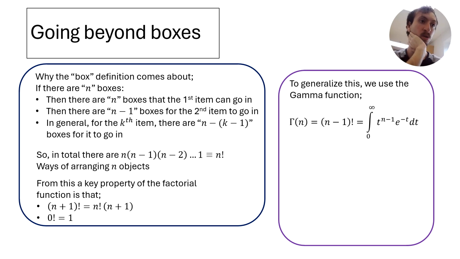And if we put n equals 1 into our integral, we get the integral from 0 to infinity of t to the 0 e to the minus t dt, which would be equal to the integral from 0 to infinity of e to the minus t dt, because t to the 0 is just 1. And then from that point, it's just standard integration. So this is the gamma function that generalizes the notion of the factorial.